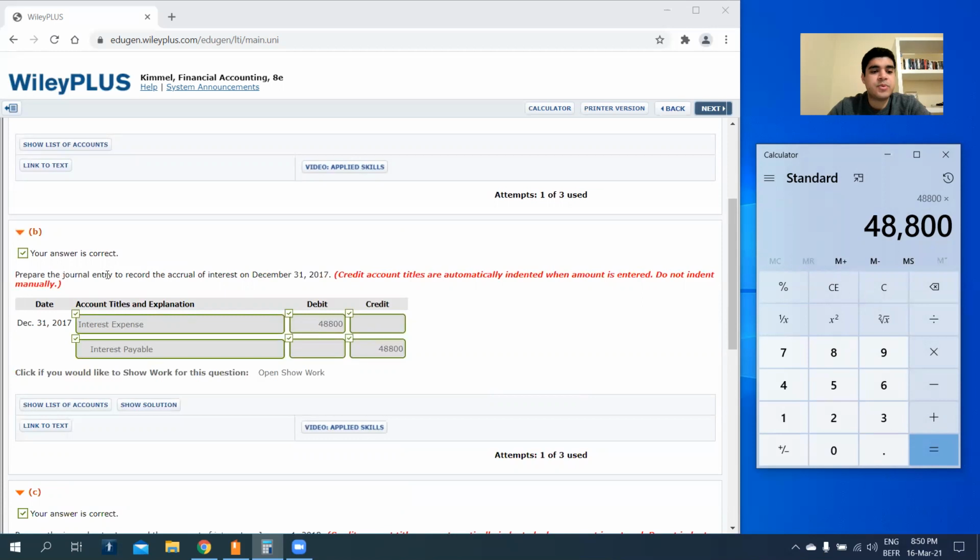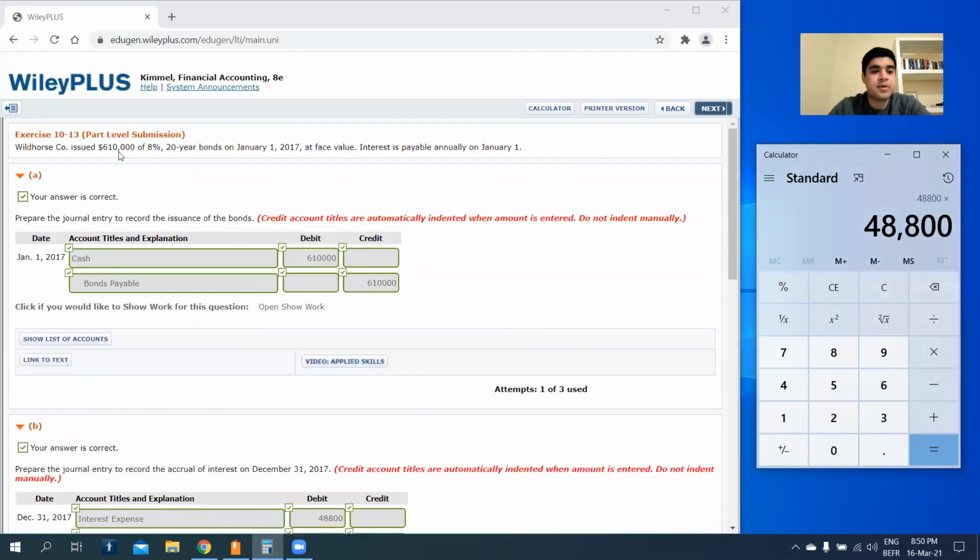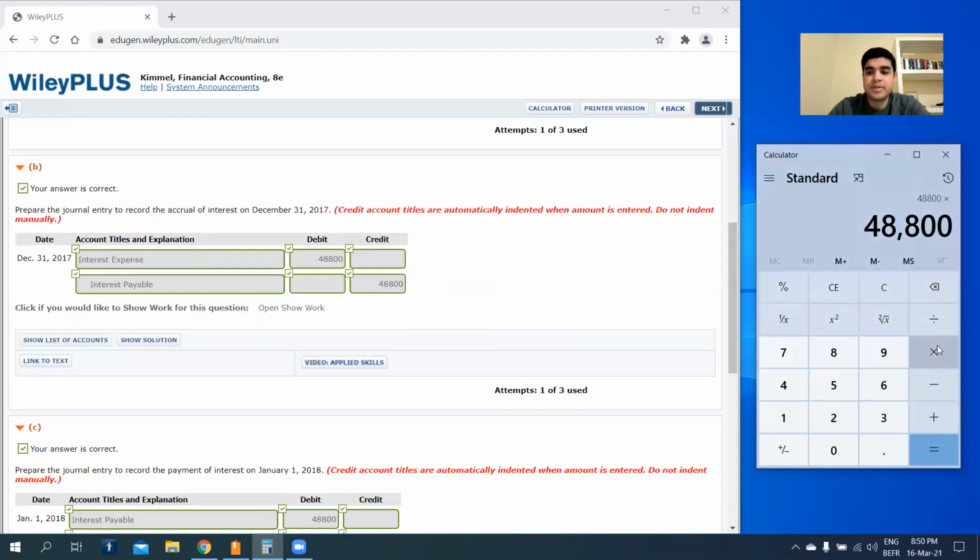it's asking us to record the accrual of interest on December 31st, 2017. So it's been now 12 months from January 1st, 2017. So times 12 months of a year, right? Divided by 12. So you arrive at 48,800. This is the amount of the accrued interest on December 31st, 2017.